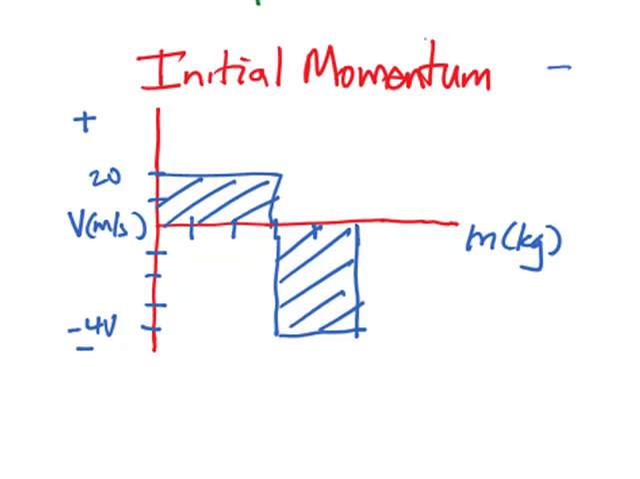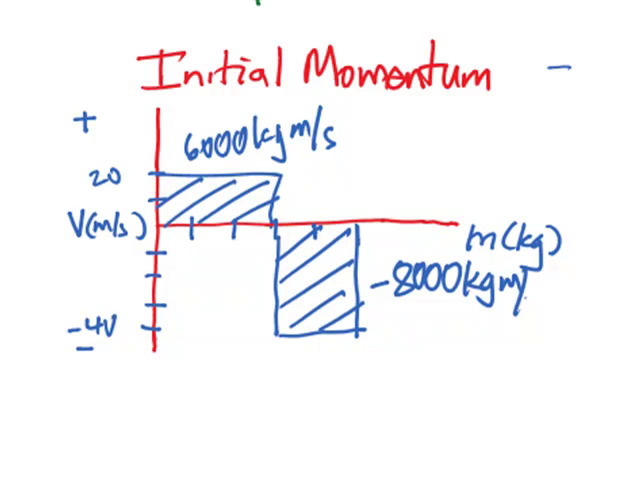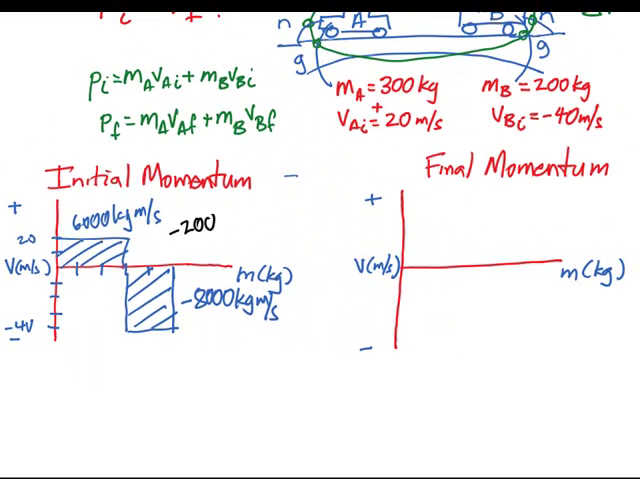Now the area for A, 300 kilograms times 20 meters per second, is going to give us 6,000 kilogram meters per second. Let's take a look at B. We have 200 kilograms times minus 40 meters per second, so the area of this is minus 8,000 kilogram meters per second. So our initial momentum is minus 2,000 kilogram meters per second, and the minus sign indicates to the left.